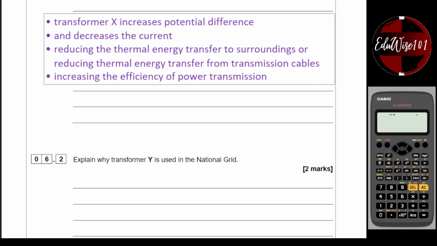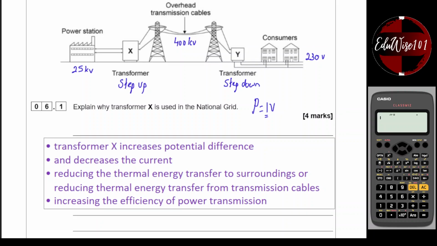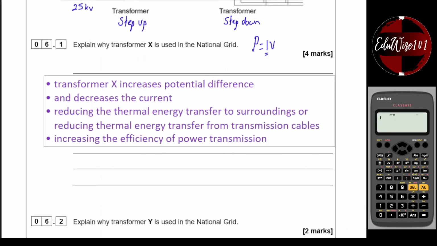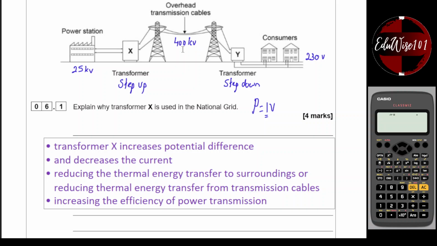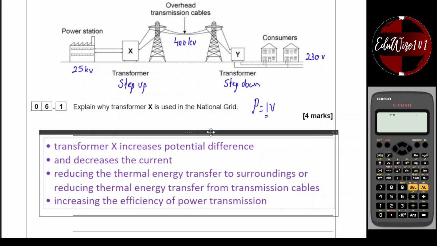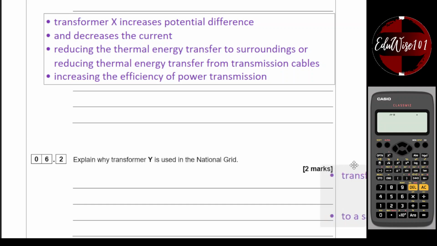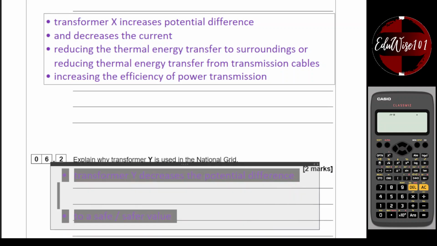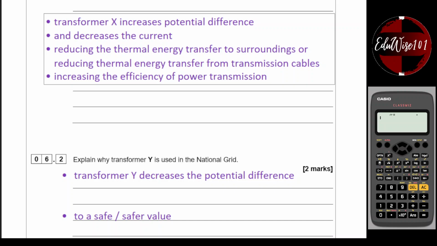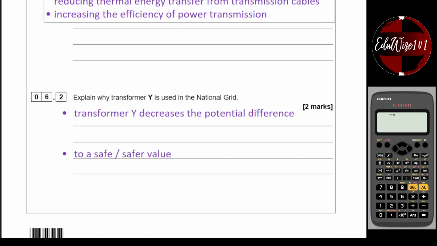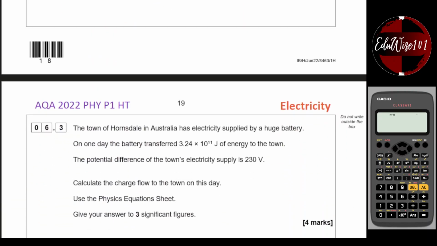6.2, explain why transformer Y is used in the national grid. Transformer Y is the step-down transformer. Now you've got the voltage at 400 kilovolts or 400,000 volts. You need to reduce it to 230. Why? That is way too much voltage. So the simple answer is transformer Y decreases the potential difference to a safer level for consumer use.